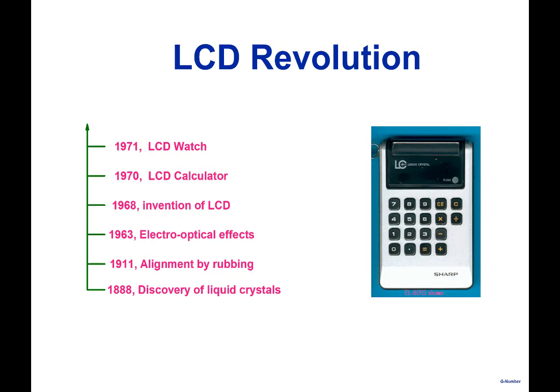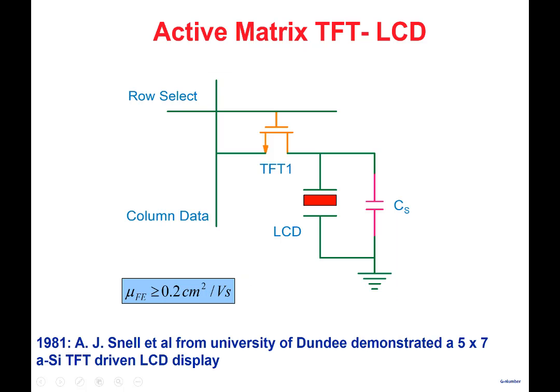And LCD is that element. You can make an LCD cell opaque or transparent depending on the voltage that you apply. So because of the availability of LCD, a solid state display became possible. And as I said, the solid state display would have pixels.